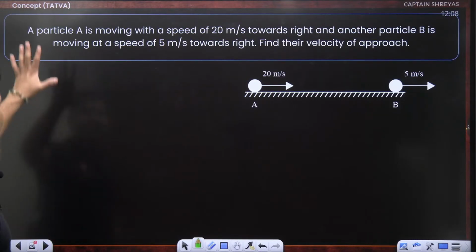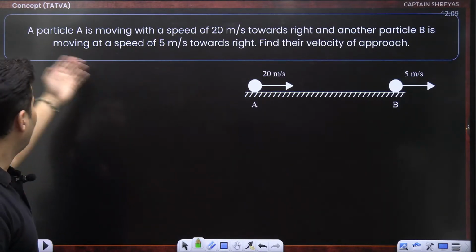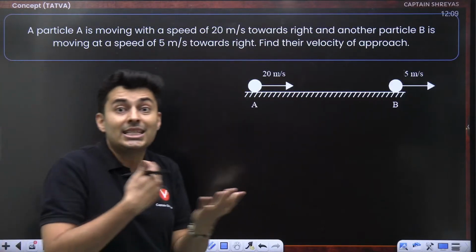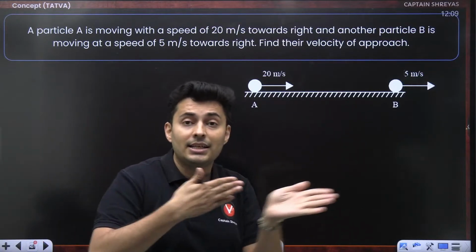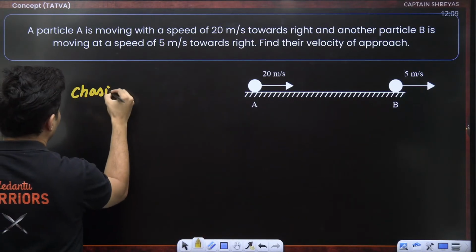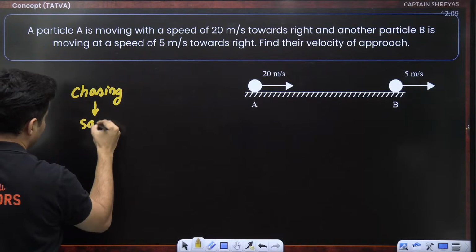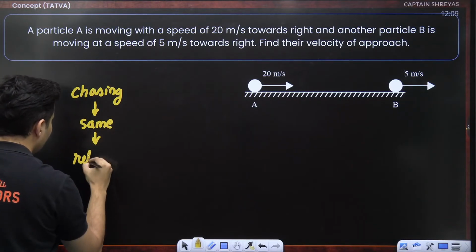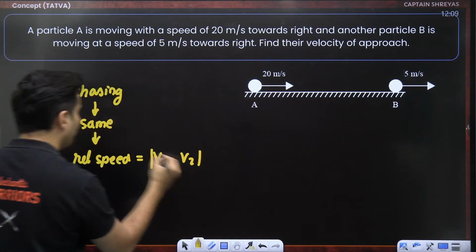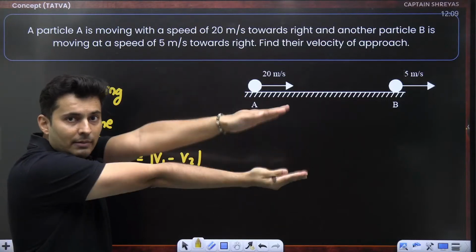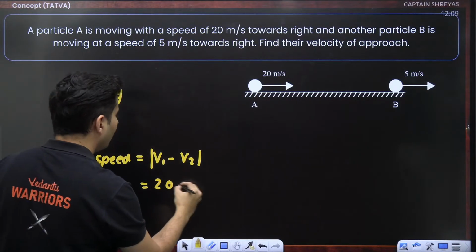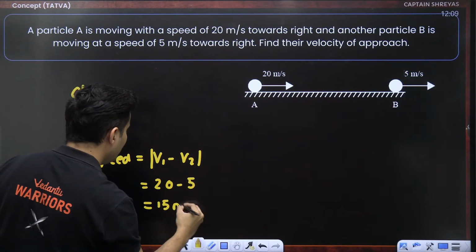Let's do the next. A particle is moving with some speed towards the right. Another particle is moving at another speed towards the right. Find the velocity of approach. Obviously, they are chasing. Same direction means they are chasing, right? So this is a question of chasing, and whenever it is chasing questions, it is in the same direction. The relative speed will be nothing but V1 minus V2, mod. Which is bigger, which is smaller? 20 is bigger, 5 is smaller, so it will be 15 meters per second.